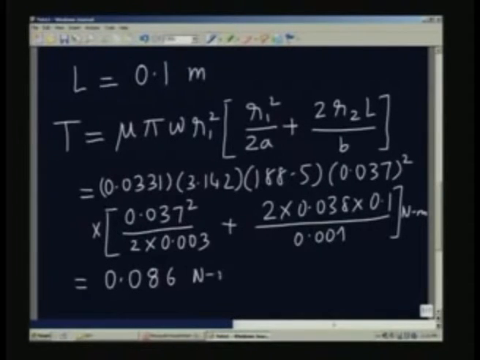Newton meter. So, the torque which is experienced by the motor which is trying to rotate the outer cylinder is given by 0.086 Newton meter, or if you want to calculate in terms of Newton centimeters, it will be 8.6 Newton centimeters.